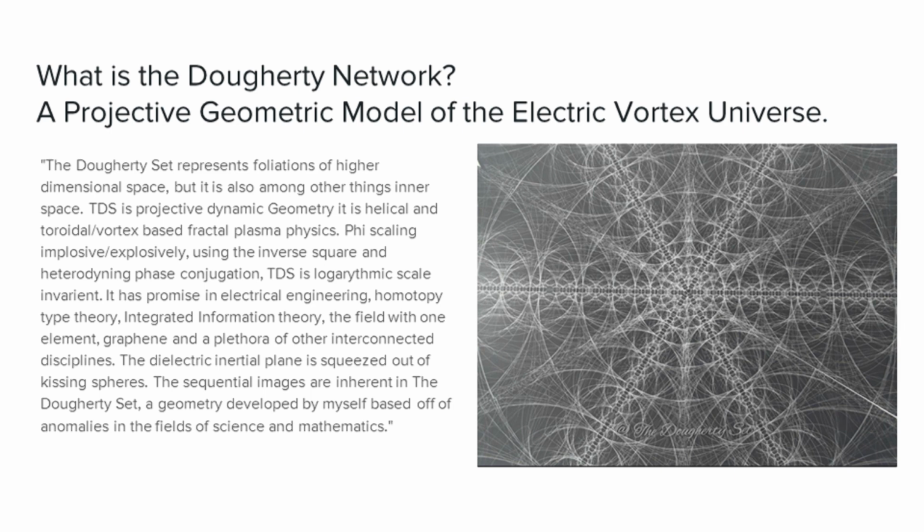So the Dougherty set represents foliations of higher dimensional space, but it's also, among other things, inner space. The Dougherty set is projective dynamic geometry. It is helical and toroidal, phi scaling, implosive, explosive geometry. Using the inverse square and heterodyning phase conjugation, the Dougherty set is logarithmic scale invariant. It has promise in electrical engineering, homotopy type theory, integrated information theory, the field with one element, graphene, and a plethora of other interconnected disciplines. The dielectric inertial plane is squeezed out of kissing spheres. That's important. I might get back to that in a minute, but the sequential images are inherent in the Dougherty set as the geometry.